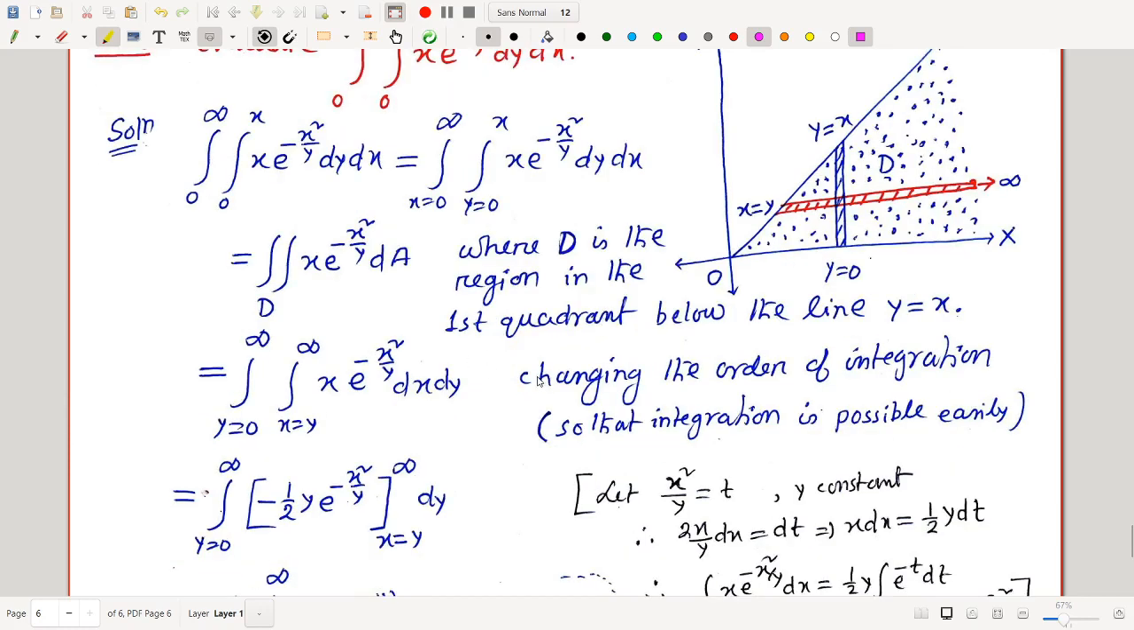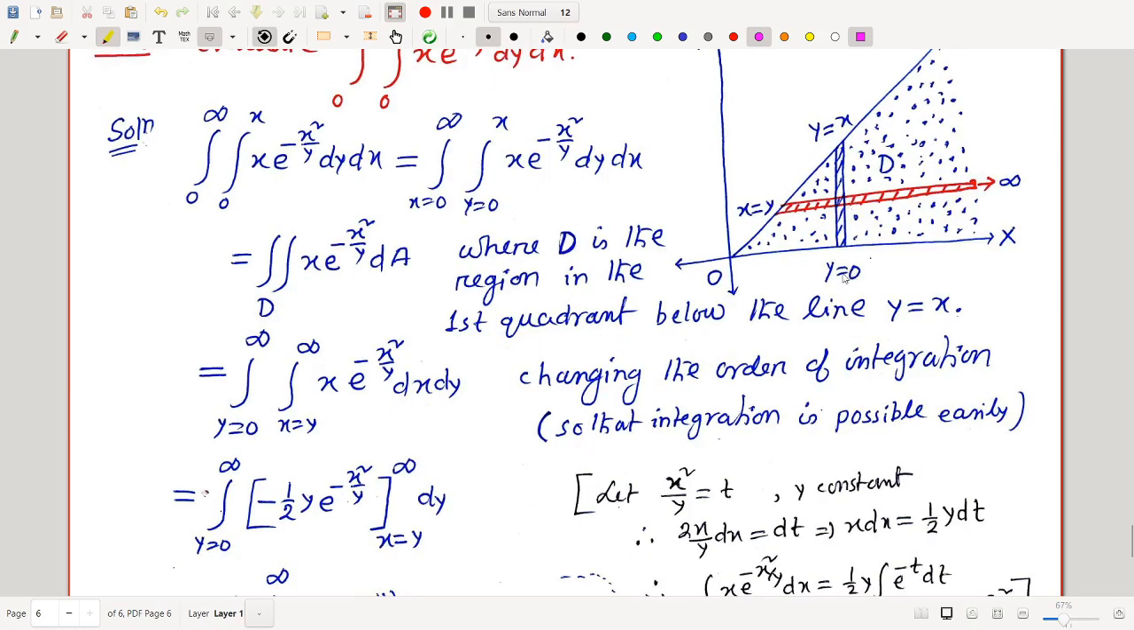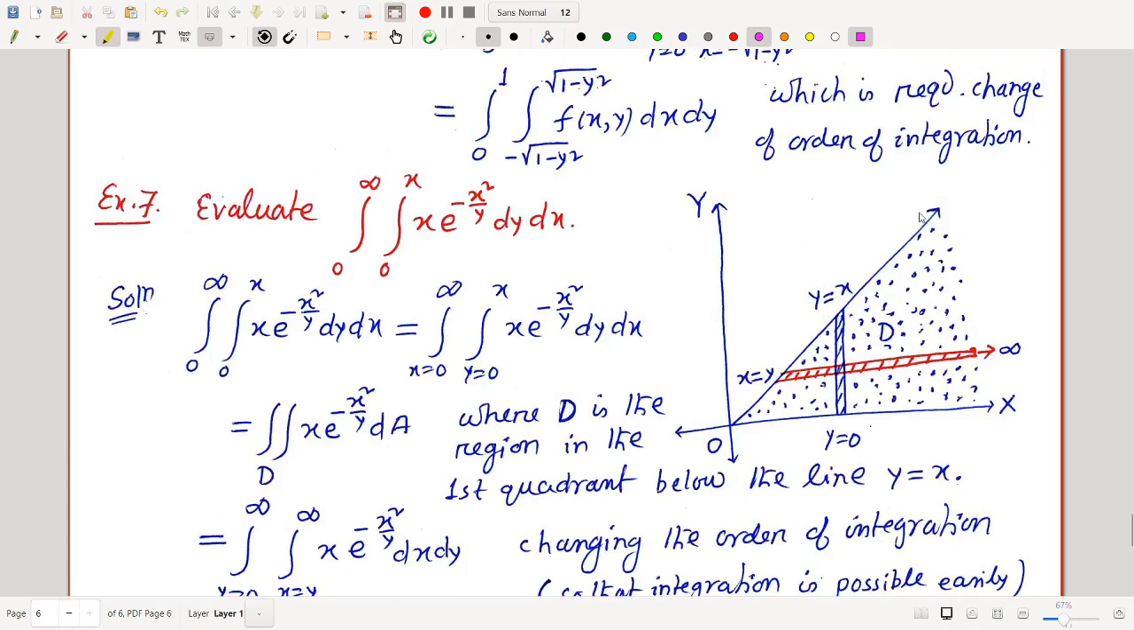So this region D can be described by horizontal strips with end points on what? On x equal to y, the left end of this strip, and the right end goes up to infinity. And then the strip is to be moved from y equal to 0 to what? Above. It will go up and up, it will go up to infinity.